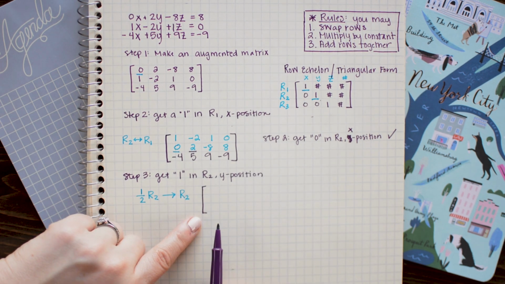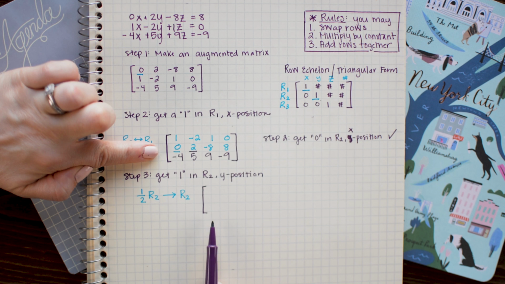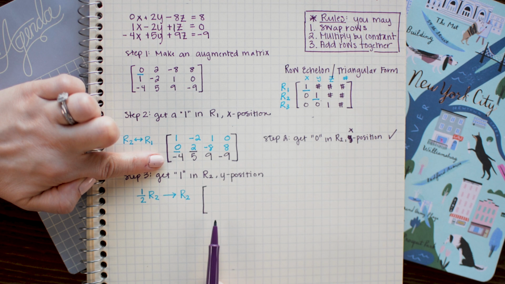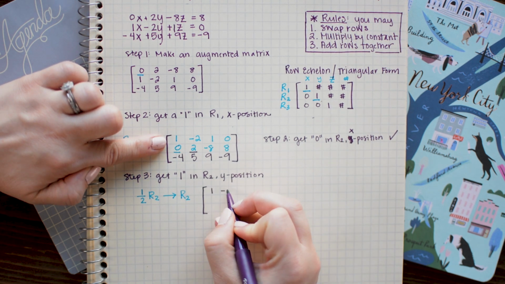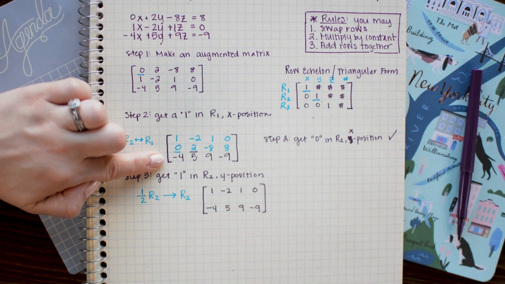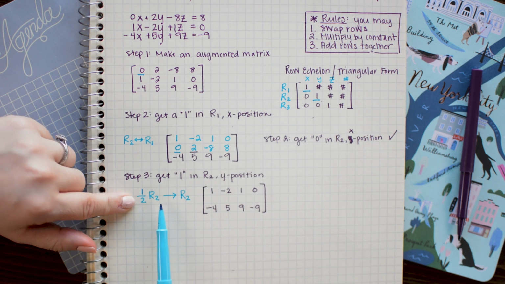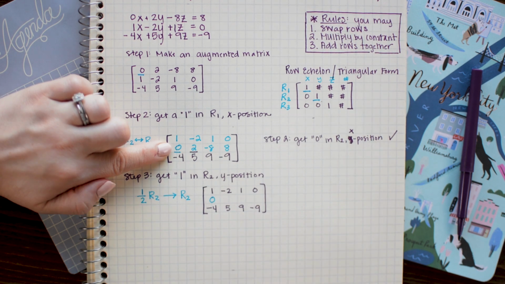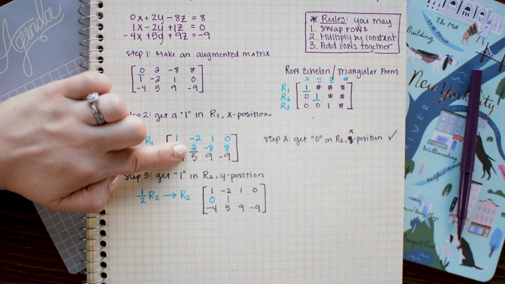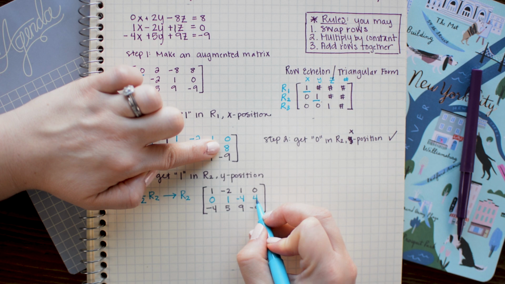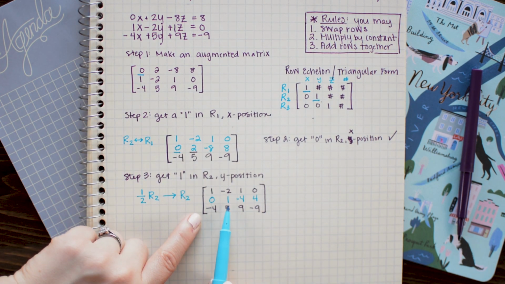Again, I'm going to start by copying down any rows from the last matrix that I'm not going to change in this step. So that means that the first and the third row can just be copied down since they're not changing. Now I am going to take half of row 2 to replace row 2. So half of 0 is still 0. Half of 2 is 1. Half of -8 is -4. And half of 8 is 4. All right, so that gets a 1 in the second row, second position.